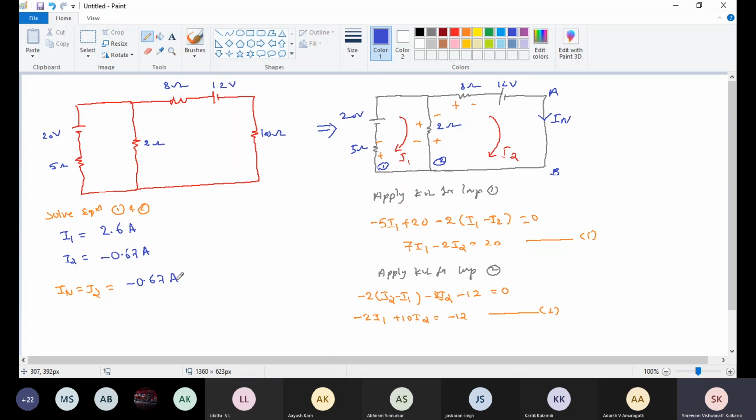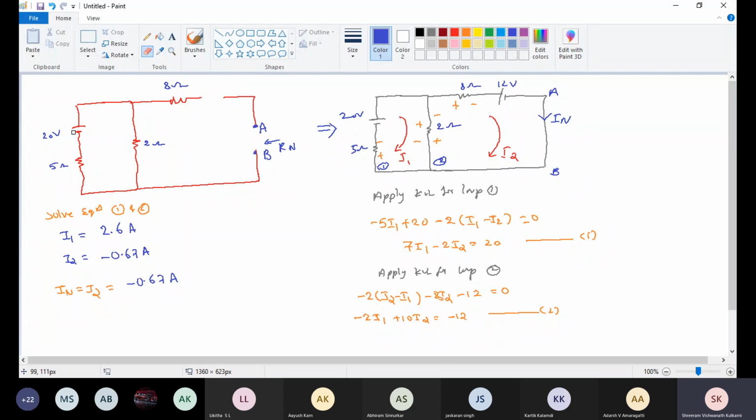IN we calculated. Now RN. For that we need to see here. First step, short circuit the resistance, calculate IN. Now for calculating RN, open this 10 ohm. Mark these points as A and B. This is RN.